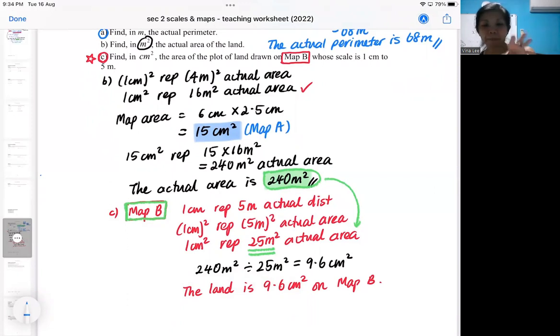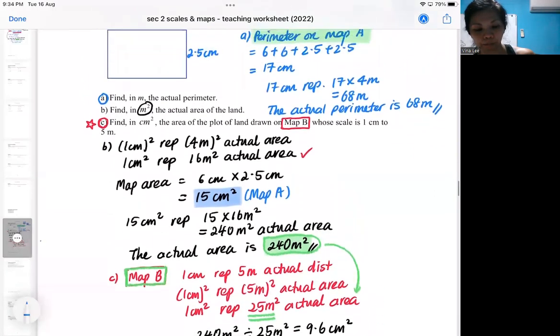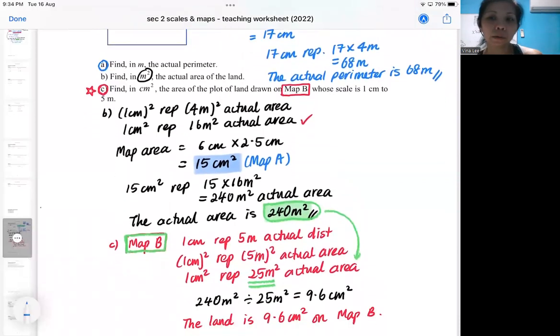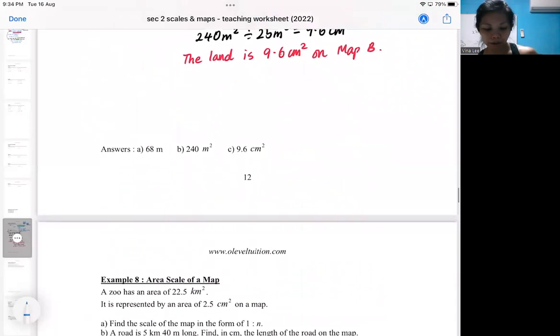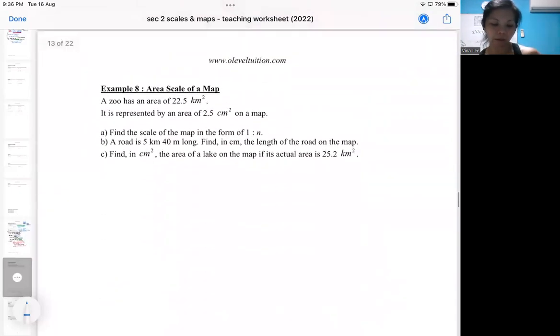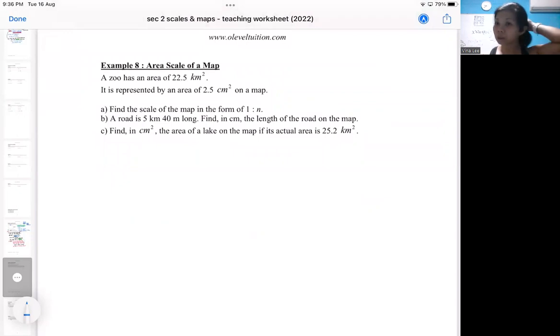So the map area can change because that depends on the scale, but the actual area doesn't change. This is something that you got to take note. That's why it's good that you label your working so that you know where you are heading. So in the next example, they don't start you with a length scale. They actually start you with an area scale.